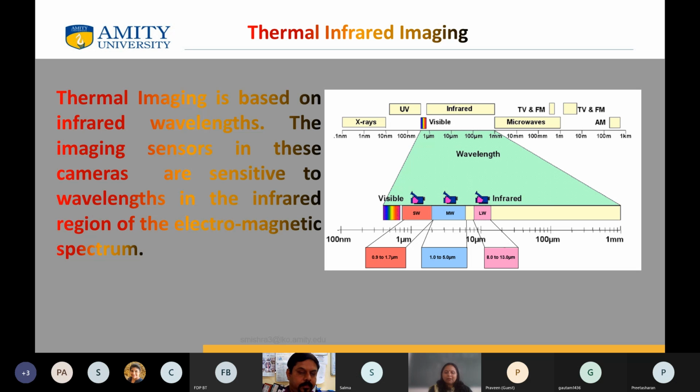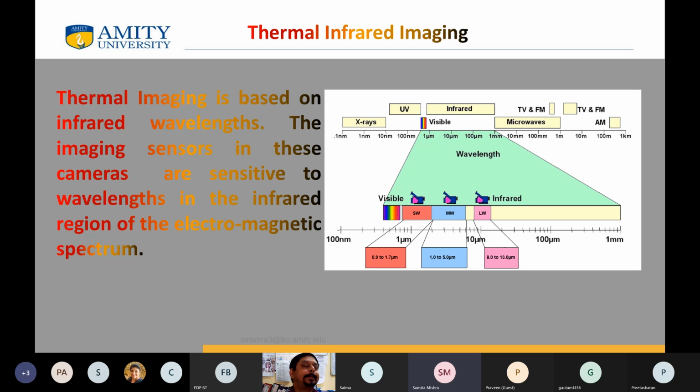So I'll be starting with the talk today. Basically, my topic deals with thermal infrared imaging. All of us are familiar with conventional imaging, but thermal infrared imaging is somewhat different from the conventional photography that we see generally.